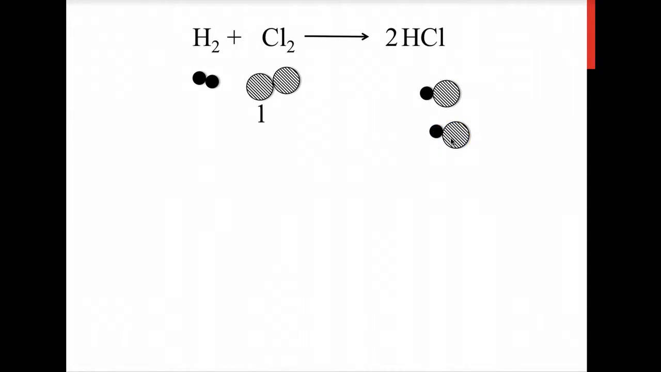Okay, so let's count. On the left-hand side we have 1, 2, and on the right-hand side of the arrow we have 1, 2. So the chlorine is balanced. So let's look at balancing the hydrogens. On the left-hand side of the arrow we have 1, 2 hydrogens, and on the right-hand side of the arrow we have 1, 2 hydrogens. So this equation is balanced.